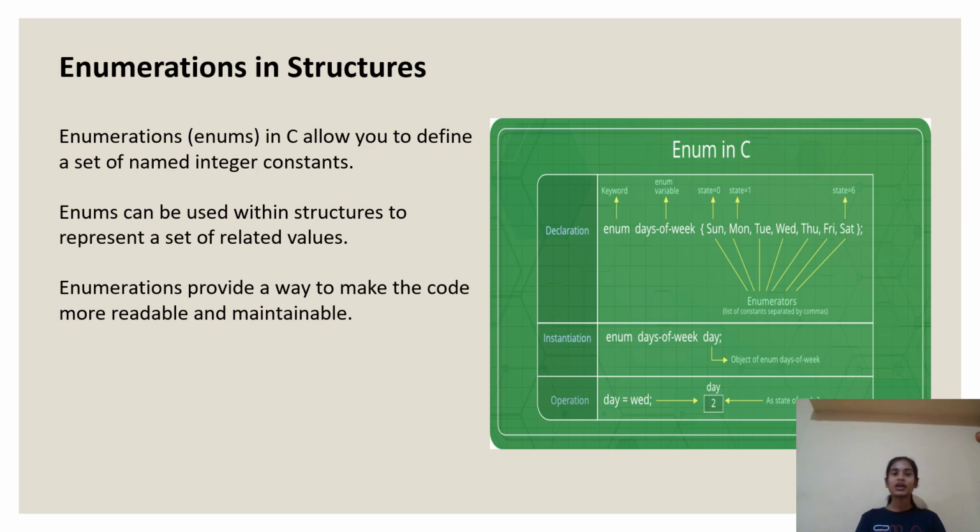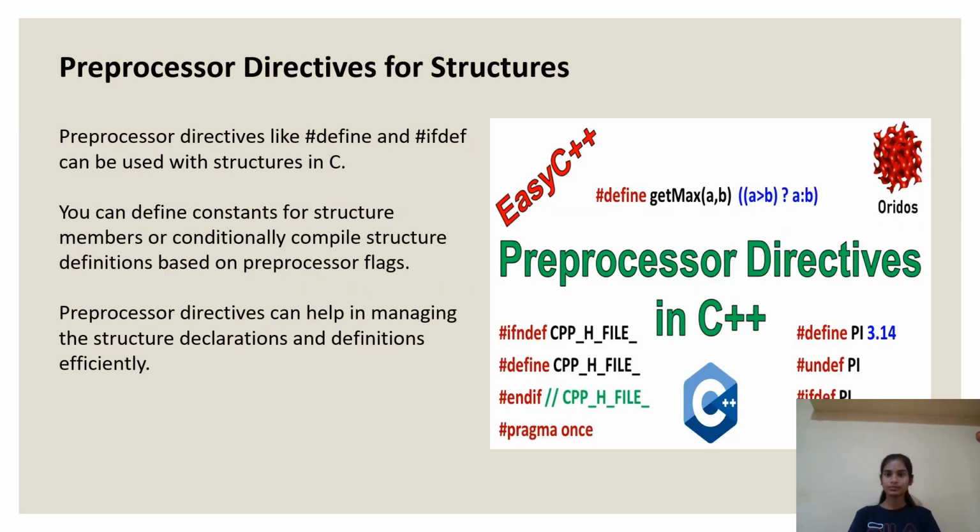Enumeration in structures. Enumeration in C allows you to define a set of named integer constants. Enumeration can be used within a structure to represent a set of related values. Enumeration provides a way to make the code more reliable and maintainable.